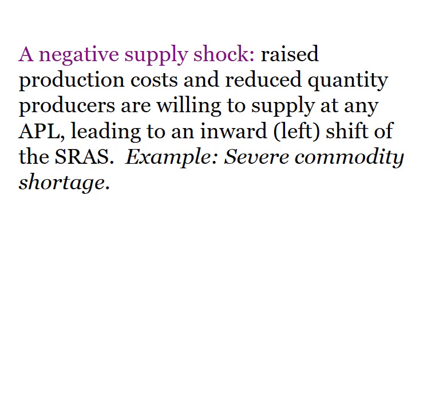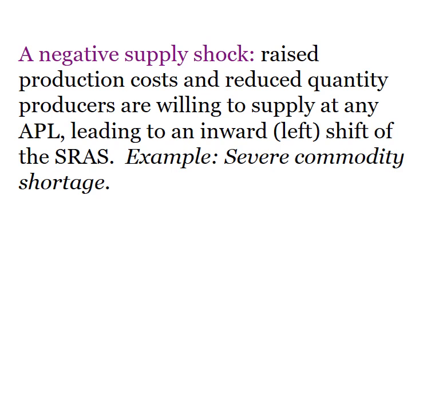A negative supply shock is anything that would shift SRAS to the left. So if production costs are up, and this could be in the form of commodities or nominal wages, SRAS would shift to the left. Or there's just a reduced quantity producers are willing to supply. So it could be about their ability to supply, productivity, or their willingness. Maybe they don't think that the price is something that they want to produce those goods and services at. Any of those things that make SRAS shift left or inward creates a negative supply shock.